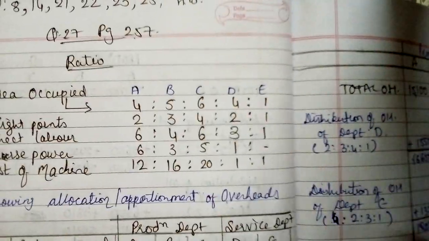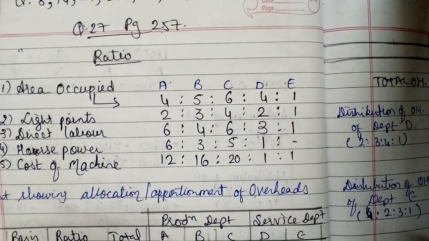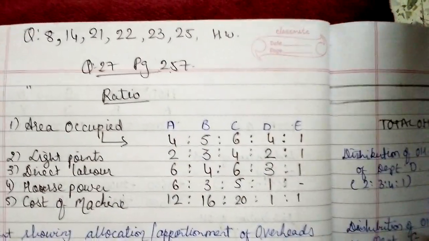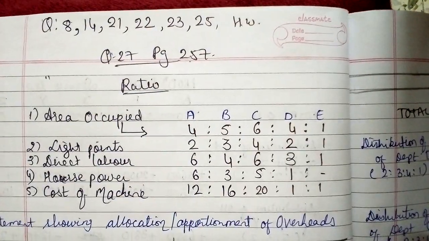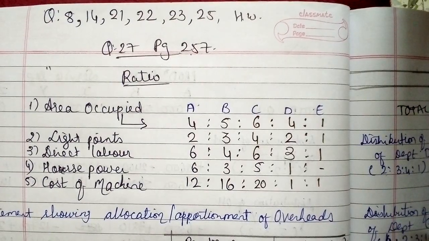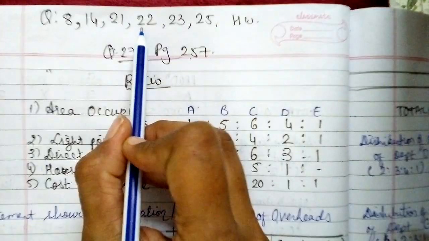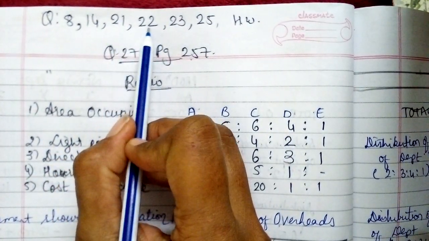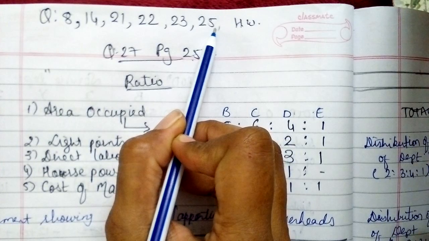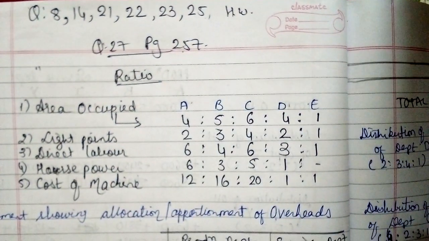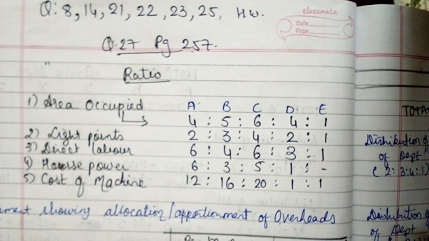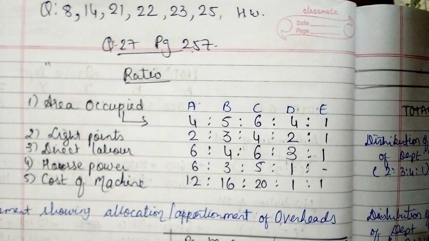Moving ahead with today's example 27. In our last lecture we discussed question number 18 and question number 19. So today we are going to discuss example number 27 of our textbook. Before this, you can try out these examples in homework: example number 8, 14, 21, 22, 23 and 25. These are all homework, so try that out. In case of any doubts or queries, you can contact me. So starting with example number 27, let us have a look at the question first.